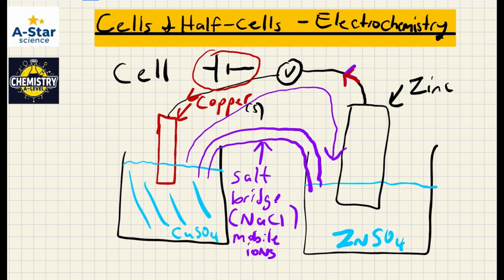But there's a reason for that, and we're going to look at that in the next stage of this video. Just to summarize again, what we have here is two half cells. Here is one half cell, and here's the other half cell. And together, they make an electrochemical cell, a full cell.